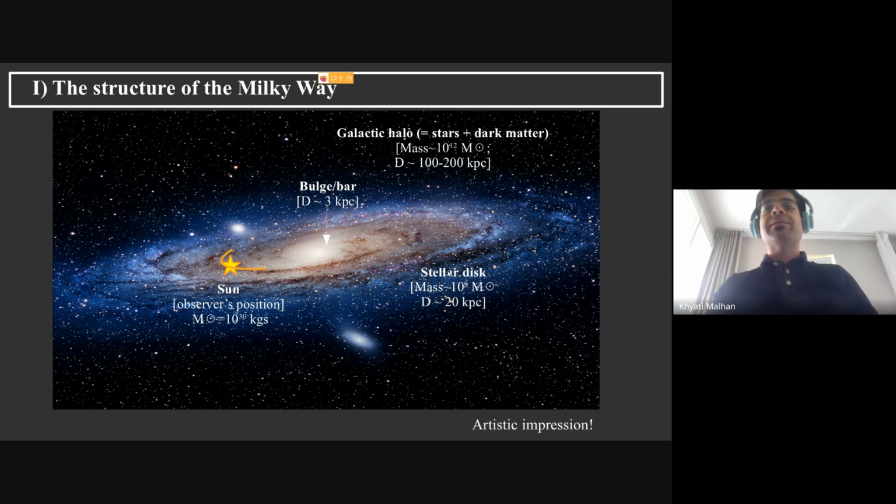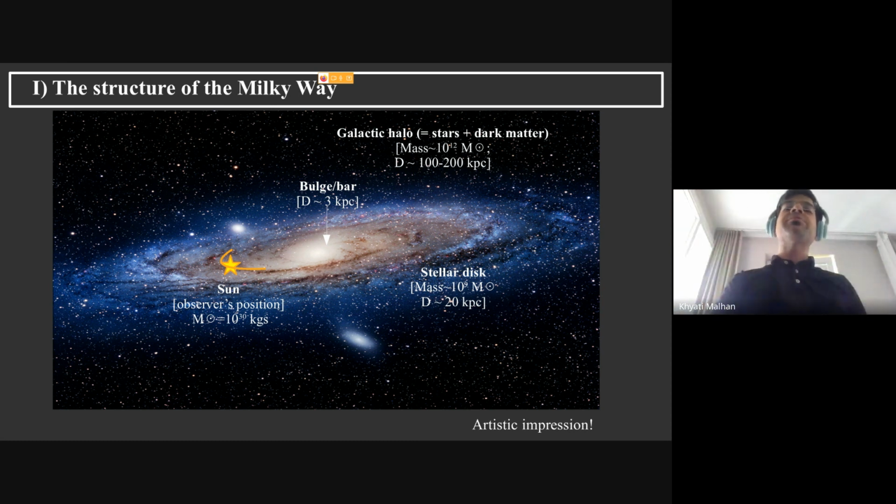Then you have a distribution of stars in the form of a disk that you're seeing, which has a size of about 20 kiloparsec, and a mass of about 10 to the 9 solar masses. And then you have a galactic halo, which is made up of both stars and dark matter, so baryons and dark matter, which has a mass of about 10 to the 12 solar masses. And the extent of the galactic halo, we have not measured it because we cannot observe dark matter, so we cannot observe the extent or structure of dark matter around the galaxy.